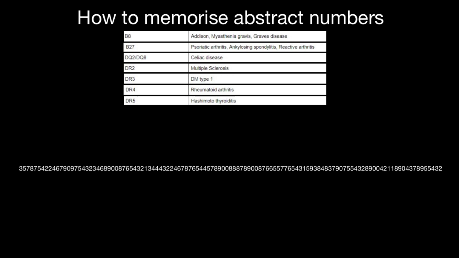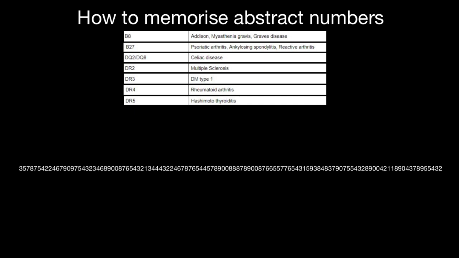Instead, I'm going to teach one technique at a time, because you have to practice every technique for a certain time in order to make it automatic. The technique that we are going to use today in order to memorize this table, these HLA genes here and the diseases which are associated with these genes, is eidetic memory. Eidetic from Greek means imagination. So we have to use our imagination in order to memorize this table of abstract numbers and diseases.